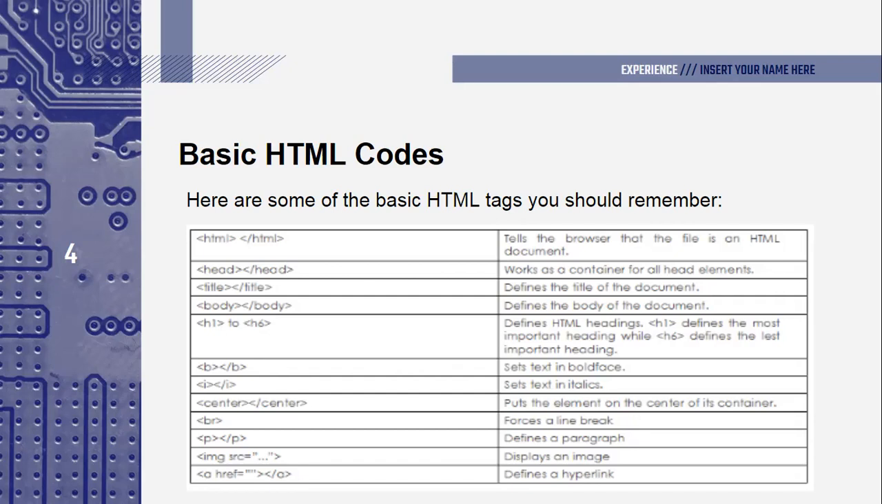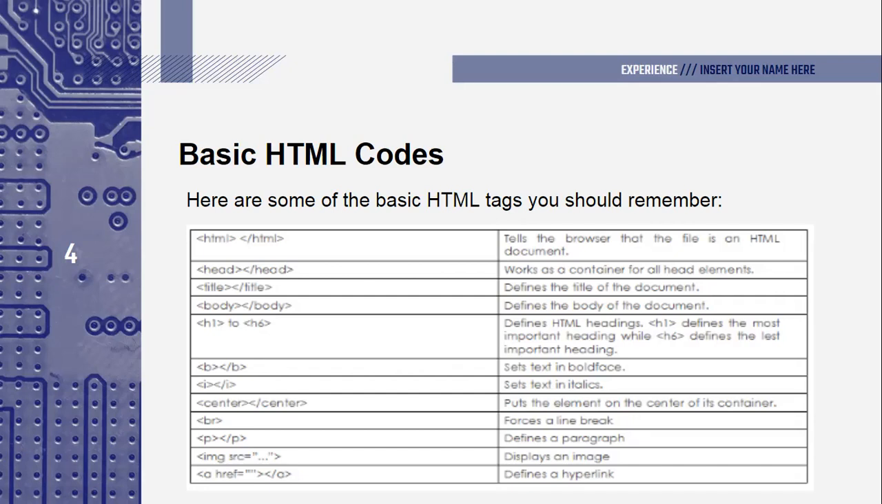We have also heading number 1 up to heading number 6. It defines the HTML heading, wherein H1 is defined as the most important heading, while H6 is defined as the least important heading. We have also the B, which symbolizes the bold tag. Bold tag sets the text in boldface. We have also the italics, or the letter I. If you want your text to be in italics, all you have to do is to use this tag.